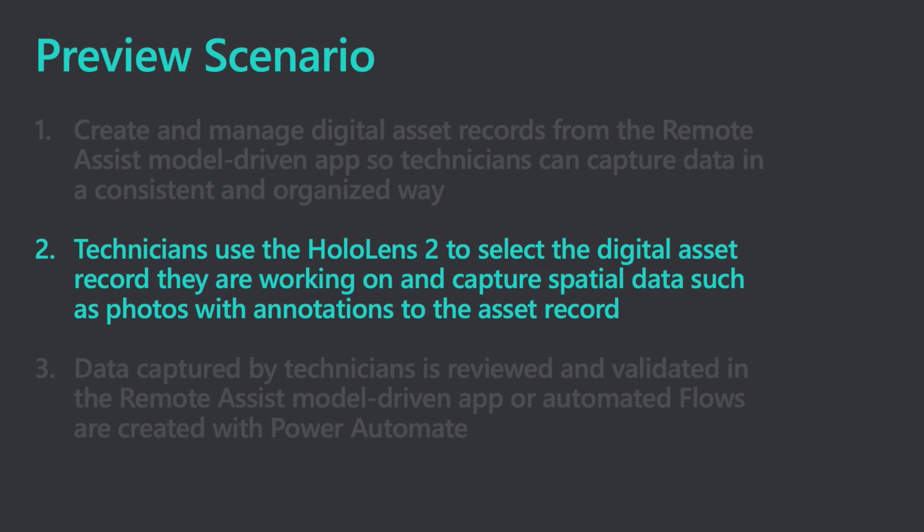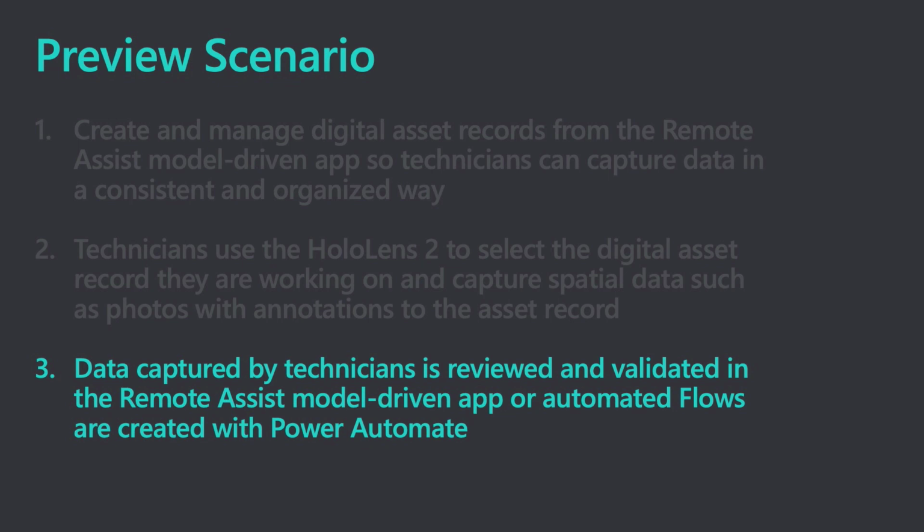Then, technicians will use the HoloLens 2 to select the digital asset record they are working on and capture spatial data such as photos with annotations to the asset record. The captured data by technicians is then reviewed and validated in the Remote Assist model-driven web app, or automated with flows created with Power Automate.